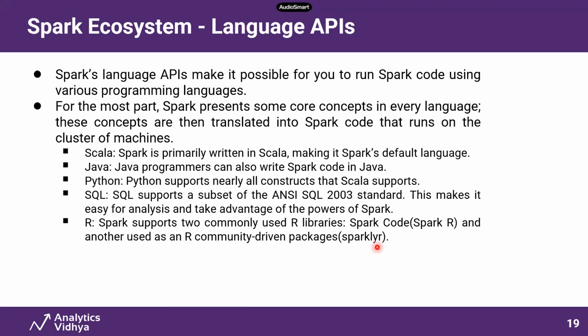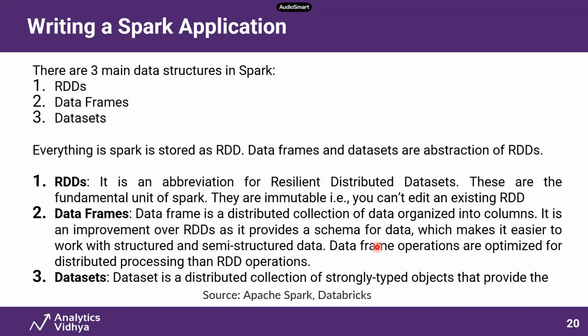Now we have the Spark architecture. Let's talk about how to write code in a Spark application. For the next 5 minutes, we'll be discussing the theory part only. After that, we'll come to the practical part. There are mainly three types of data structure, as we are discussing: RDD, data frame, and dataset.